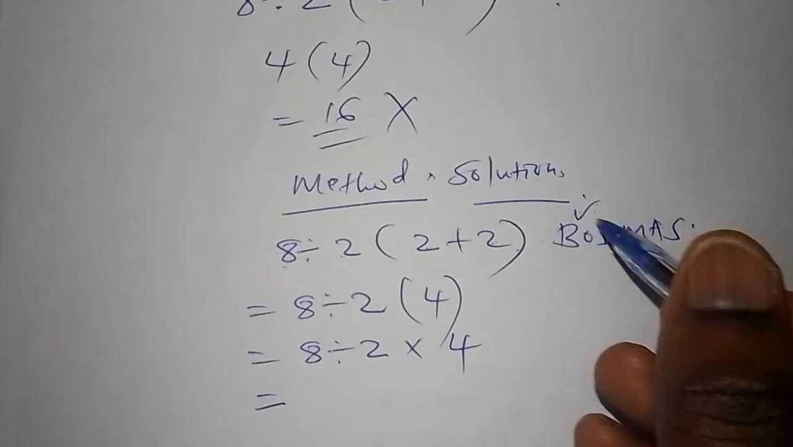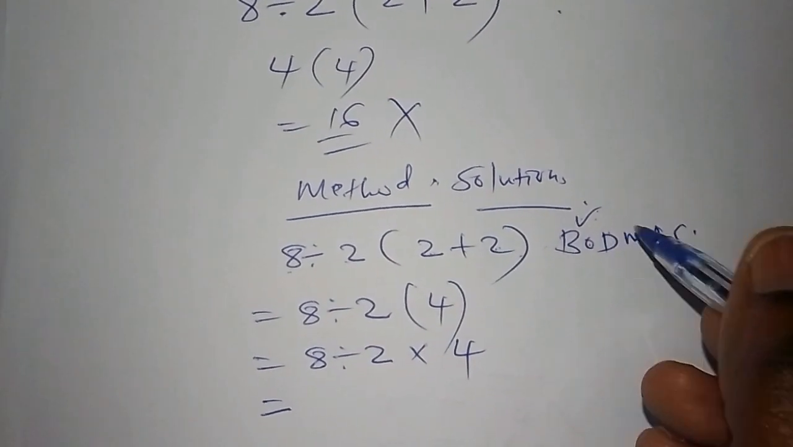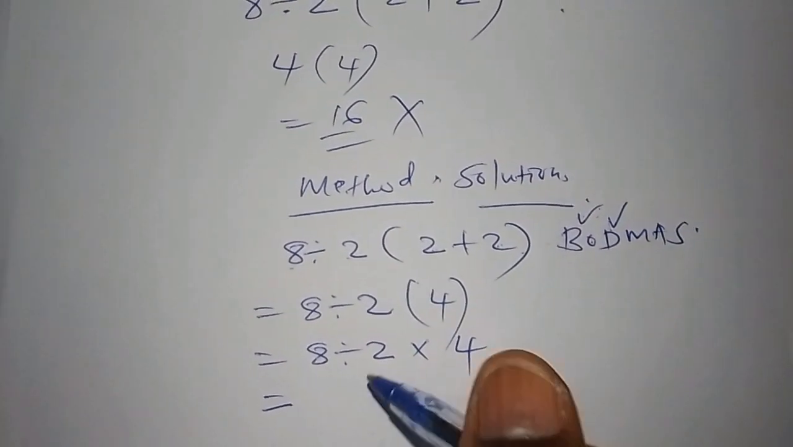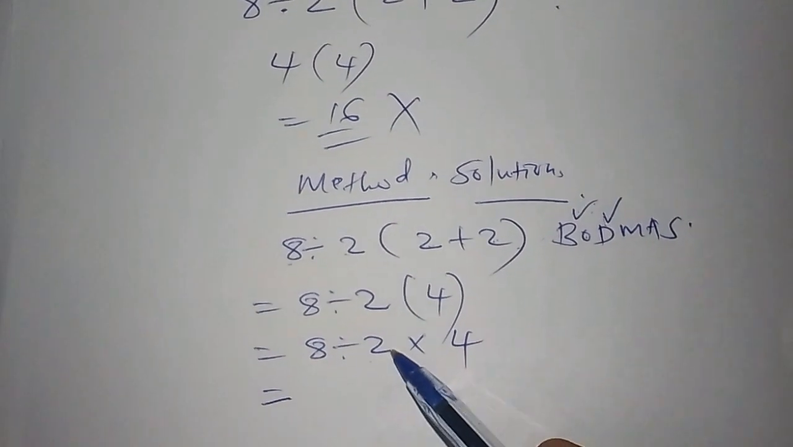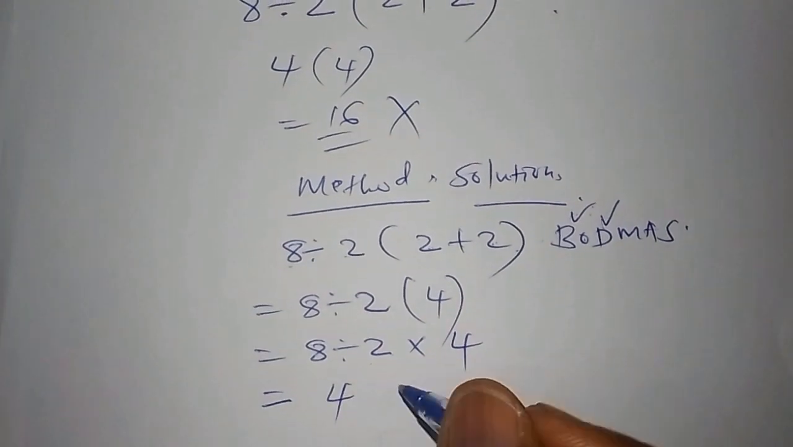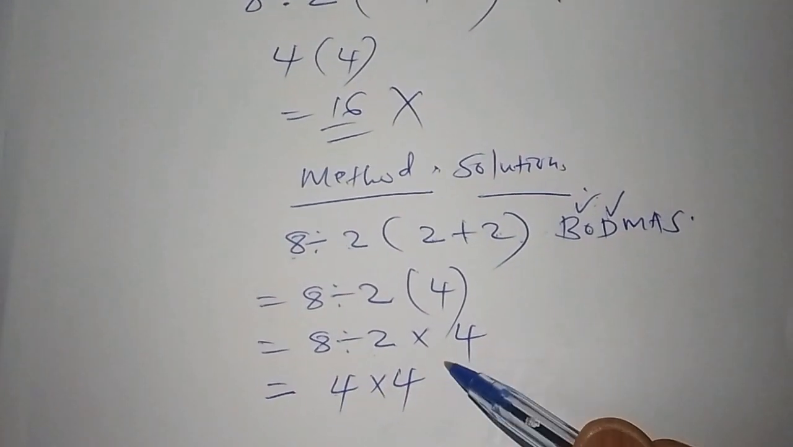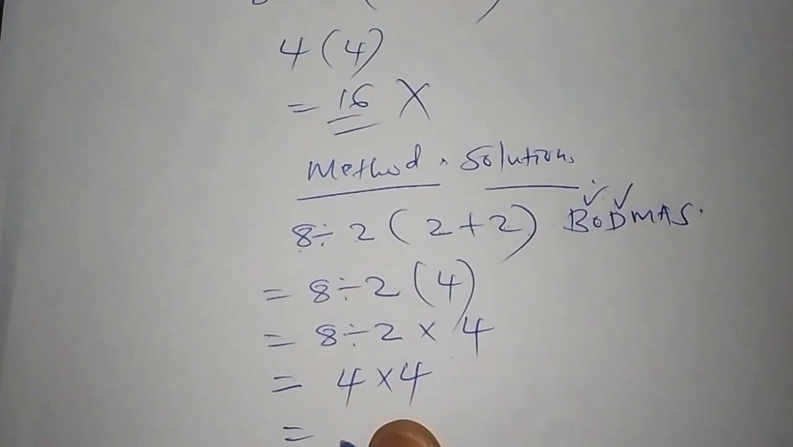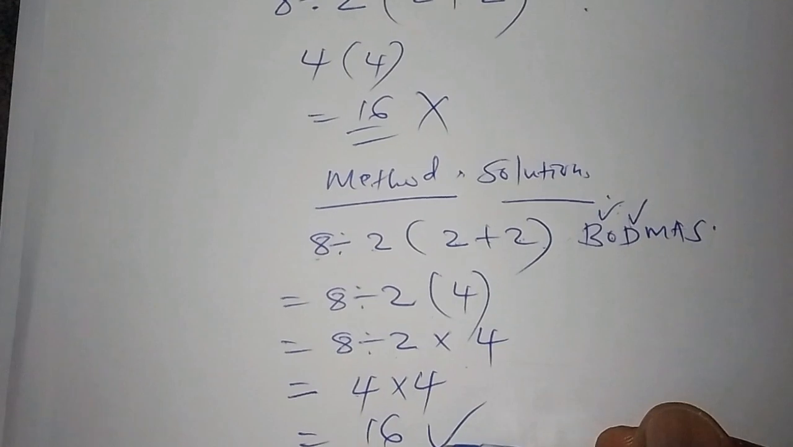we are done with the B in BODMAS. O is not there, that stands for of. Then D is division. Now we move to the division sign, and the only division that you have is this, 8 divided by 2. 8 divided by 2 is 4. So we shall have 4 multiplied by 4, and 4 multiplied by 4 is 16. And the correct answer is 16 with the correct method.